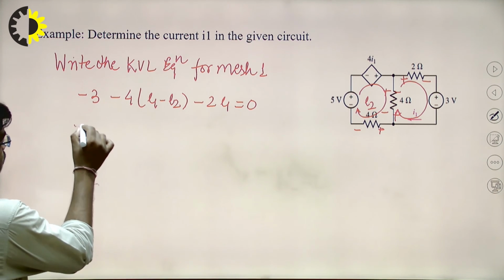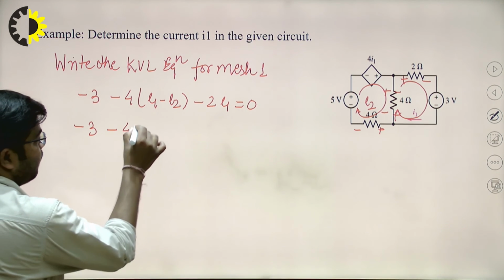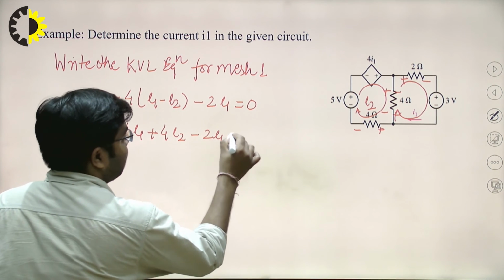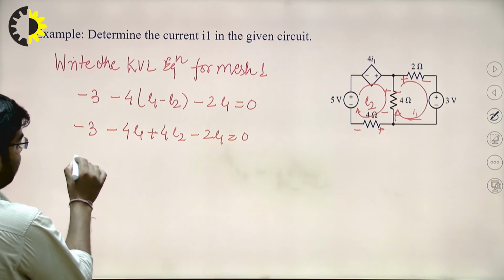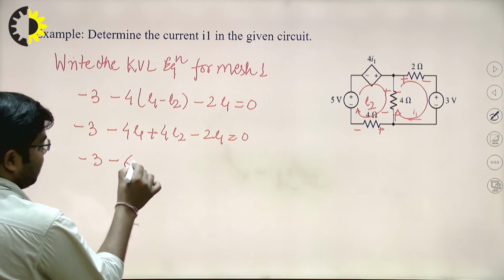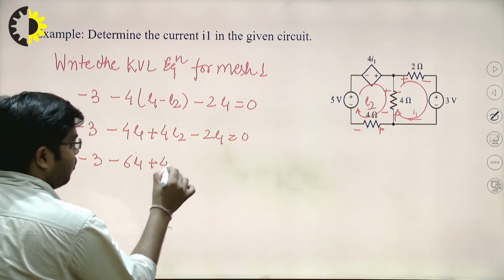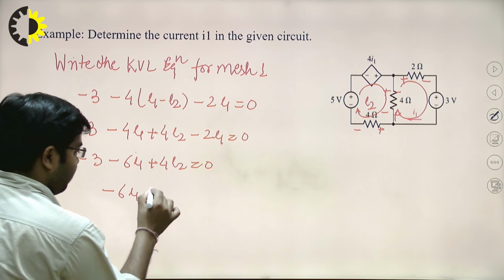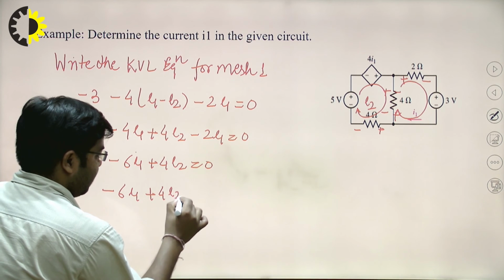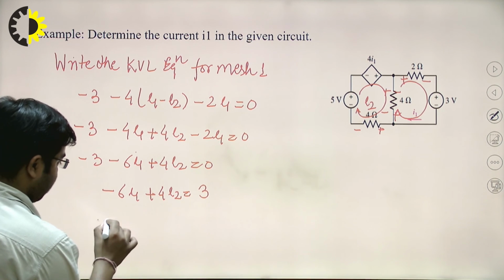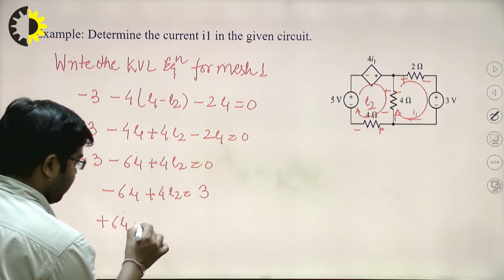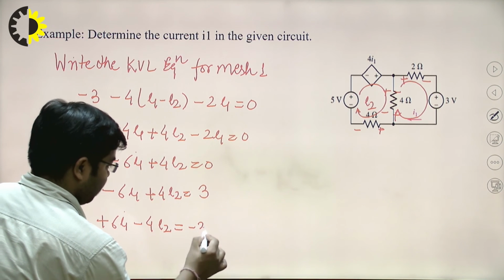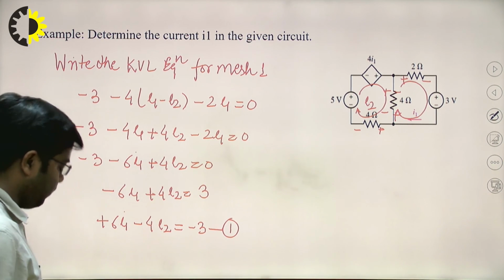Now rearrange this equation. So minus 3 minus 4 I1 plus 4 I2 minus 2 I1 that is equal to 0. So you can write minus 3 minus 6 I1 plus 4 I2 that is equal to 0. So minus 6 I1 plus 4 I2 that is equal to 3. So you can write plus 6 I1 minus 4 I2 that is equal to minus 3. Suppose this is equation number 1.